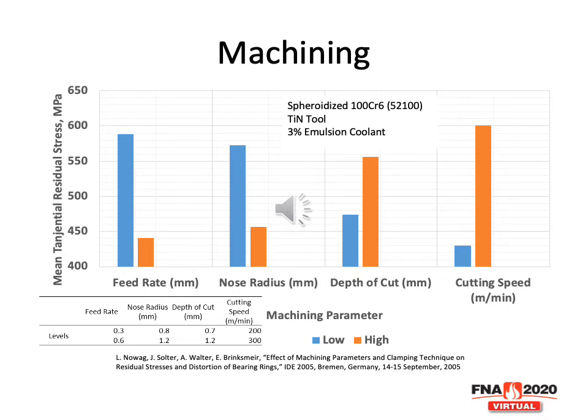Much higher depths of cut contributed much higher tangential residual stresses, verifying the results of Funitani that I presented earlier. So the machining practice can also play a big part in the amount of distortion and residual stresses that will be relieved during heat treatment and distort my part.